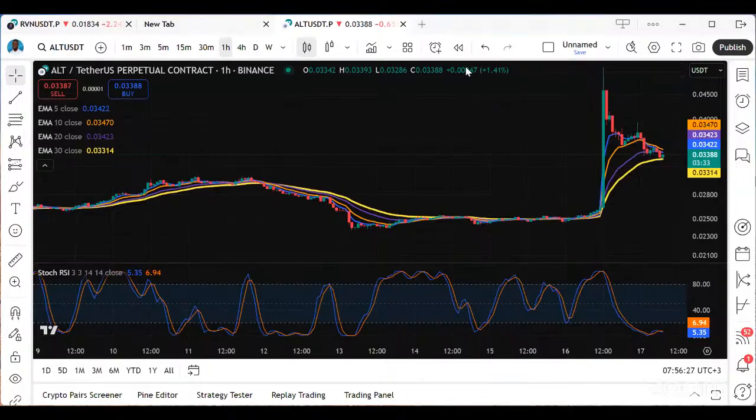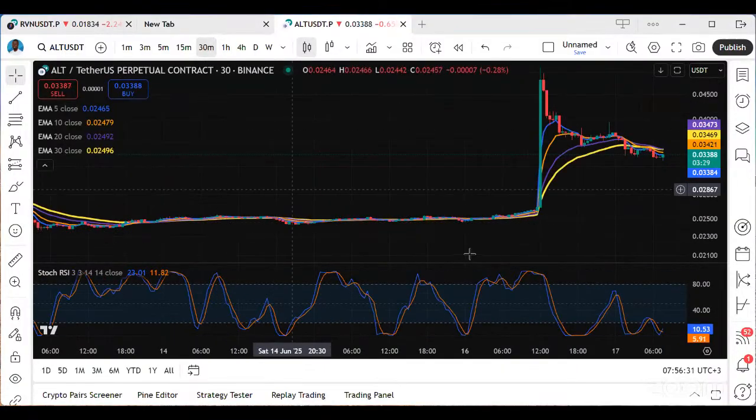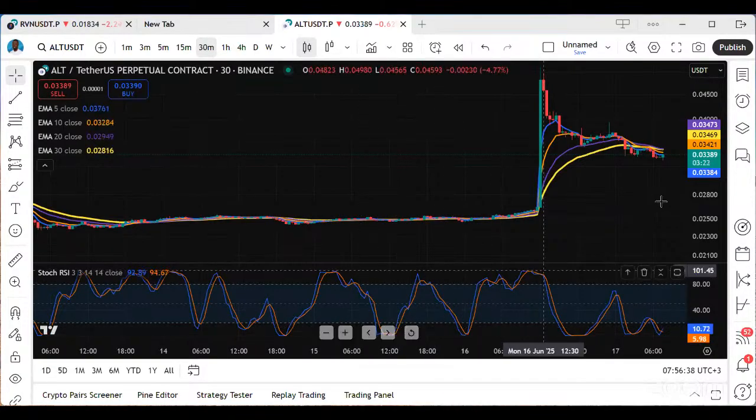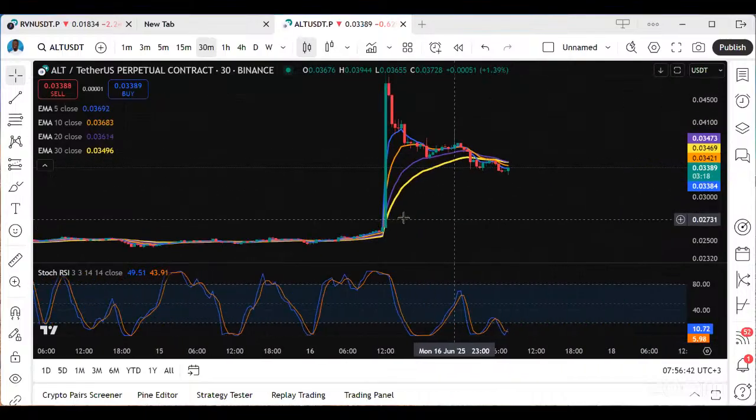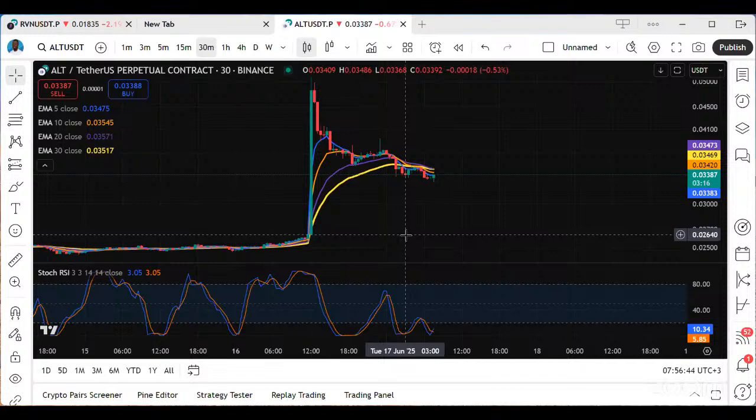Beautiful, beautiful. So we're just looking at 1 hour. We could continue to look at this in 30 minutes. So what do you see in 30 minutes? An uptrend or a downtrend? What do you see?